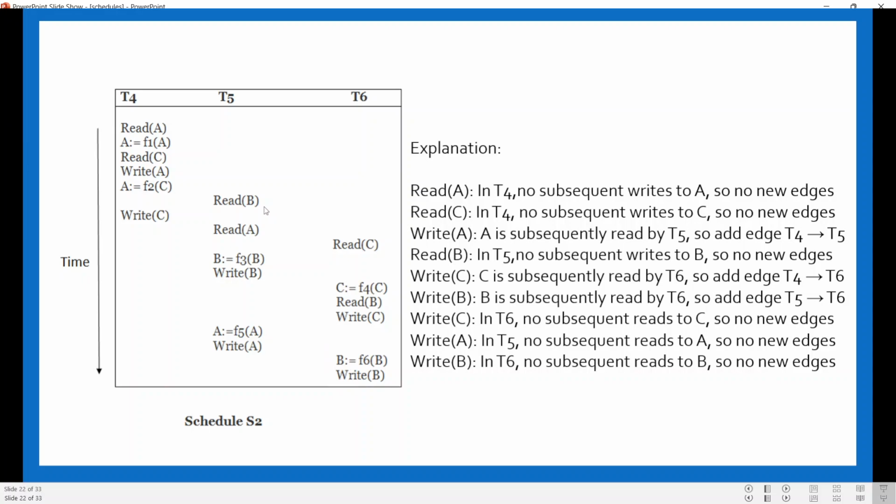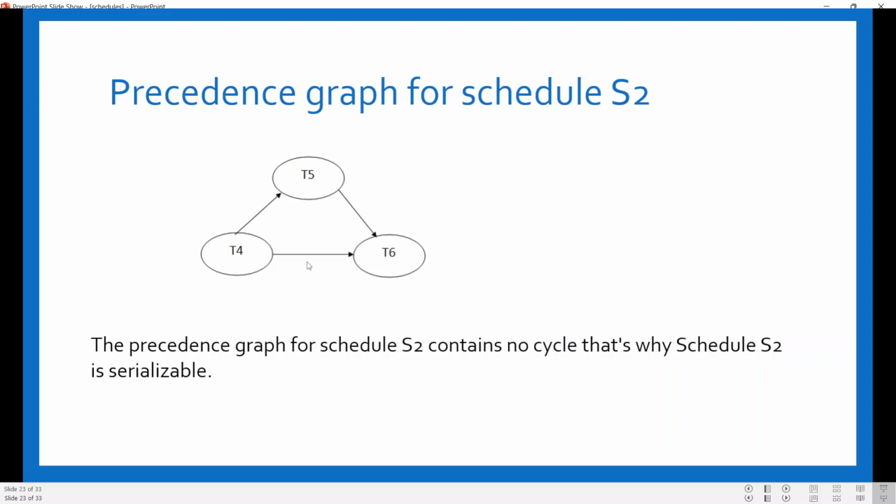So we can see here we got three edges. One is from T4 to T5, another is from T4 to T6, and another is from T5 to T6. The final graph is like this: T4 to T6, T4 to T5, T5 to T6. In this particular graph, we can see that it is not cyclic. So the precedence graph for schedule S2 contains no cycle. That means this schedule S2 is serializable.